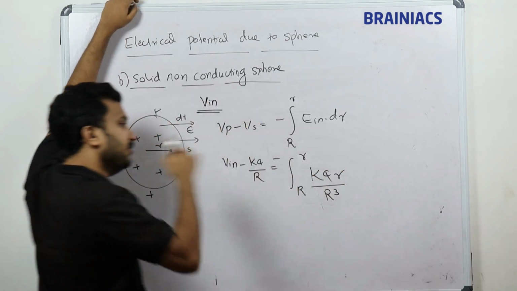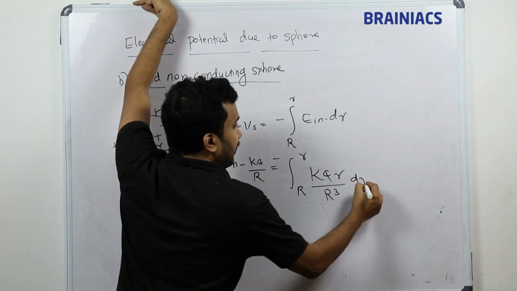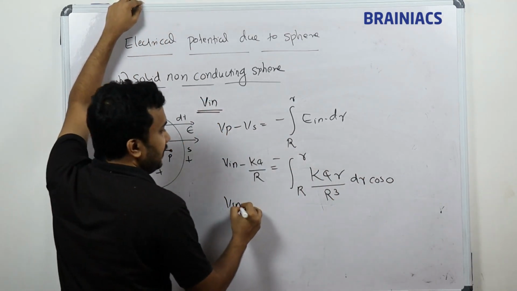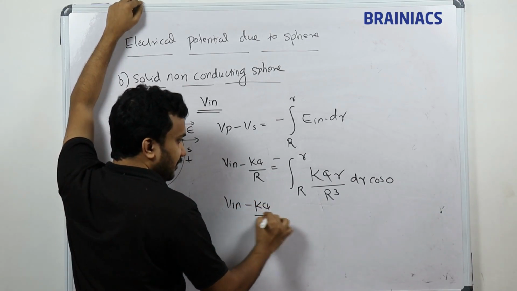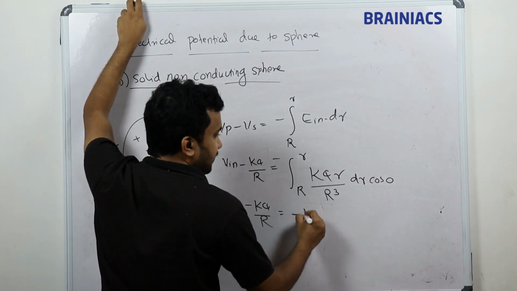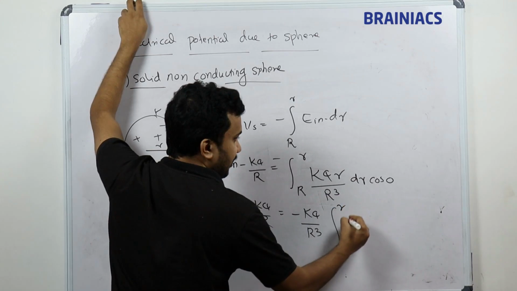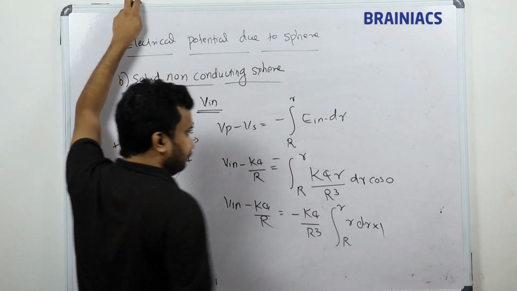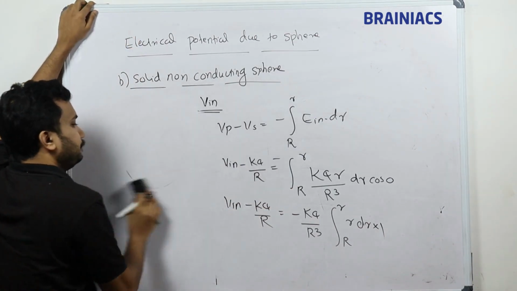If you are not remembering, please go back to the notebook and have a look and come back here. ∫ r dr cos 0. So V inside will be V in minus KQ divided by capital R. What will be constant here? KQ divided by R cube is constant. We are integrating from capital R to small r, r dr cos 0, and cos 0 is 1. So we'll continue this part.